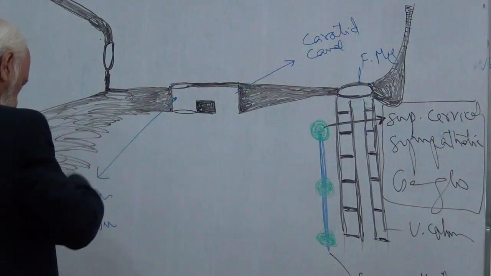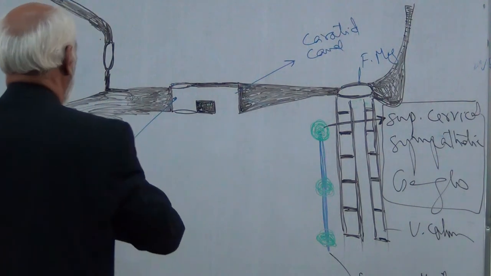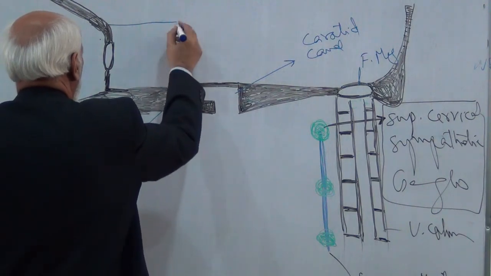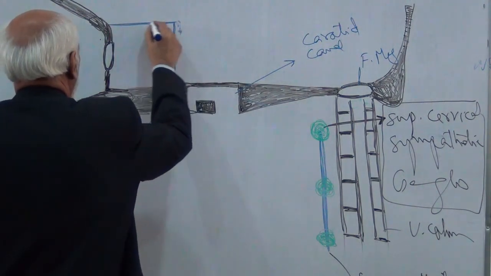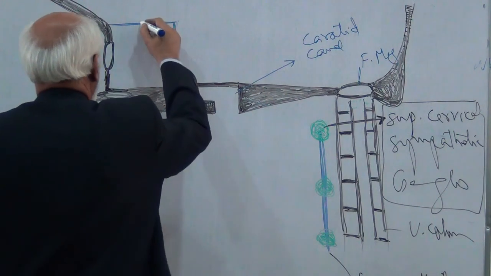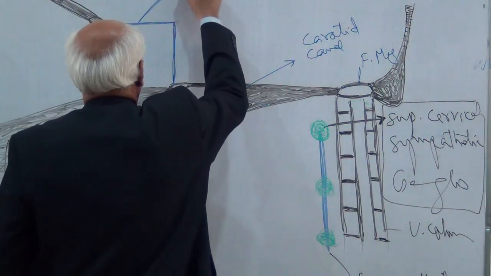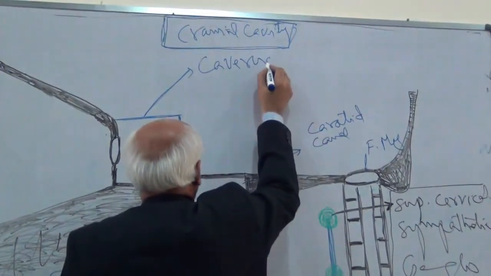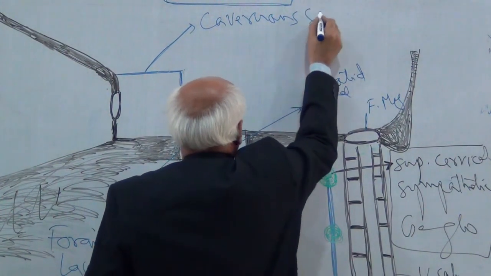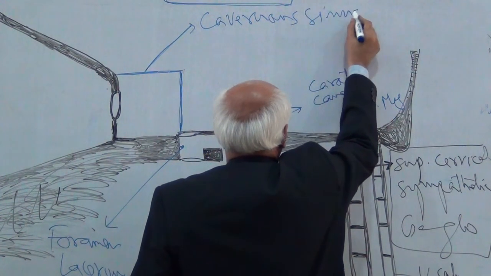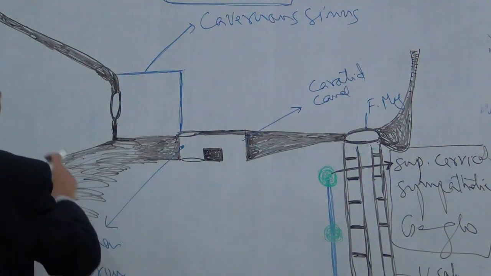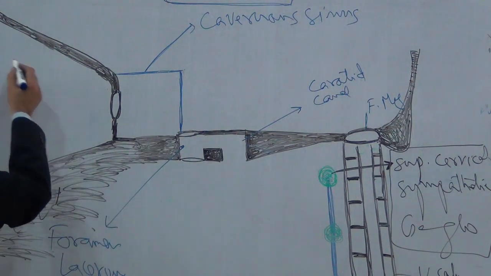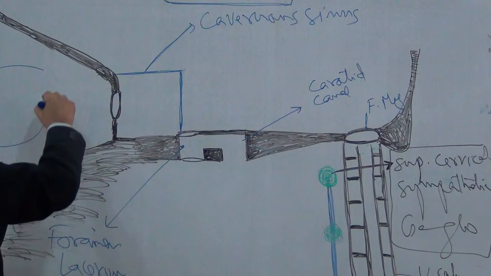Now, here there is cavernous sinus. Inside the cranial cavity, one of the major sinuses, cavernous sinus, one on each side. Cavernous sinus. This is orbital cavity, and in the orbit is the eyeball.